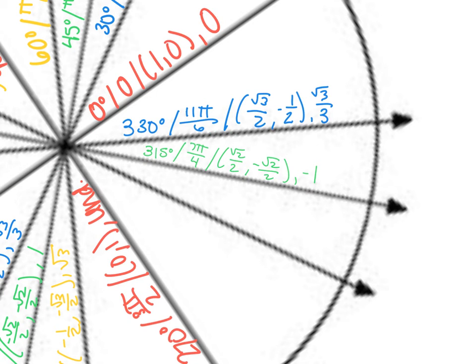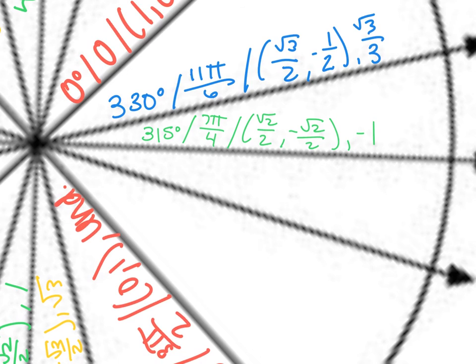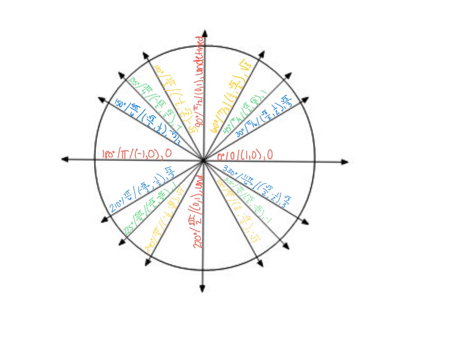The last angle is going to be 300 degrees with the radians as 5 pi over 3, and the point is (1/2, negative radical 3 over 2). The tangent is negative radical 3. And that is the whole unit circle.